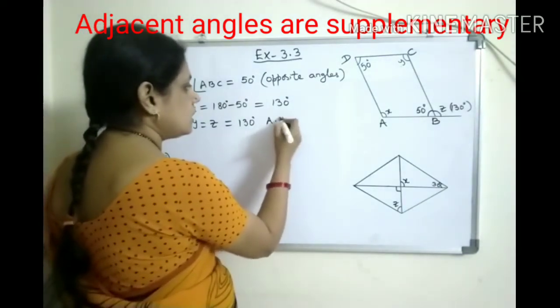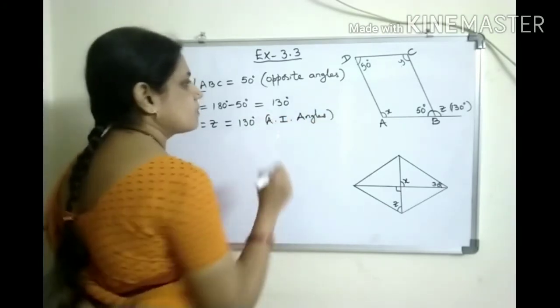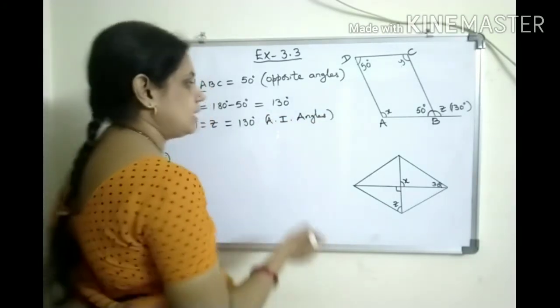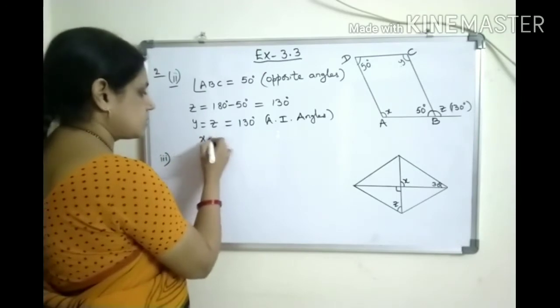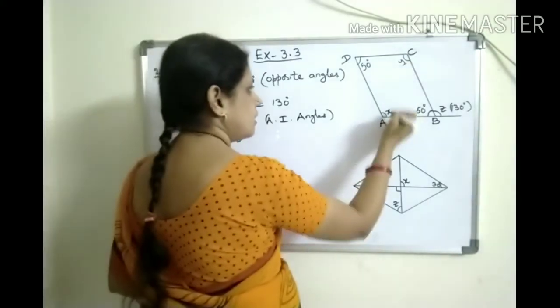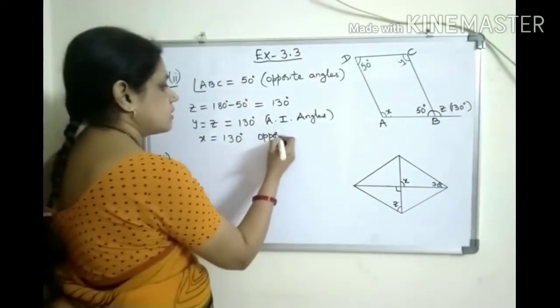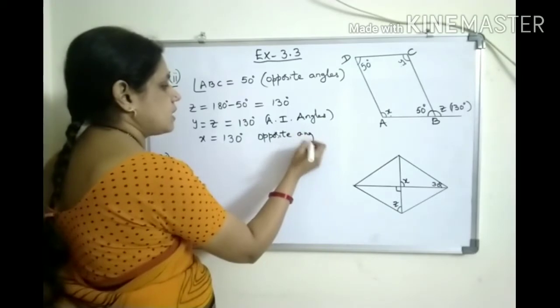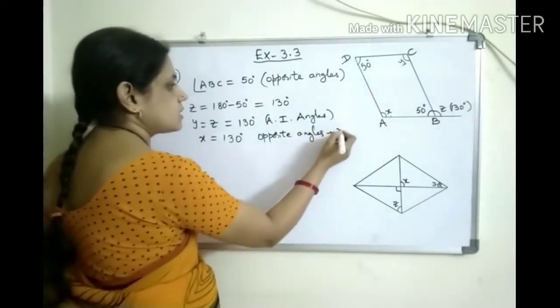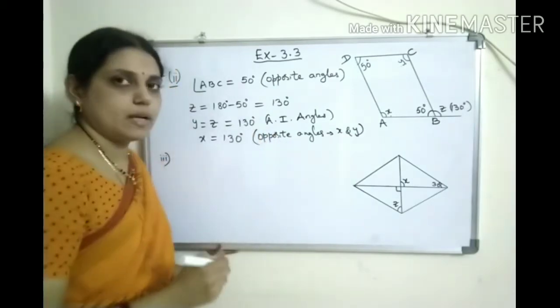These are alternate interior angles when the transversal is drawn for parallel lines. So x also should be 130 degrees. Why? X and Y are opposite angles. Okay. So these are opposite angles. What are those? X and Y. That's why they are equal in a parallelogram.